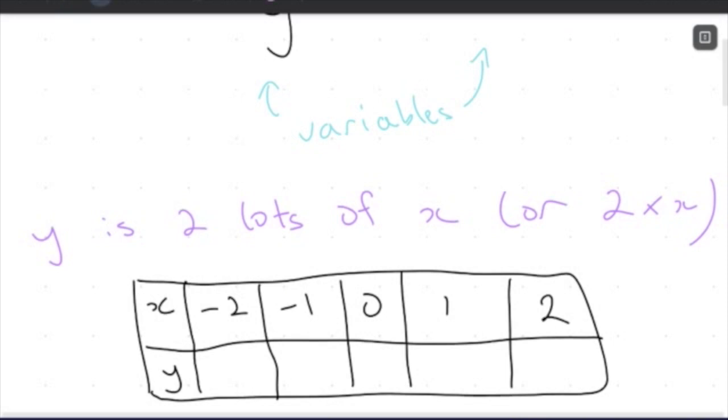So for x equals minus 2, y is going to be 2 lots of that, so we get minus 4. For negative 1, 2 lots of negative 1 is negative 2. 2 lots of 0 is just 0. 2 lots of 1 is 2. 2 lots of 2 is 4.